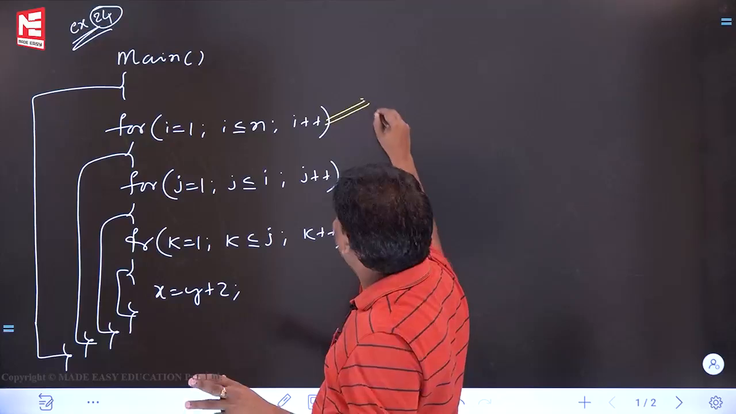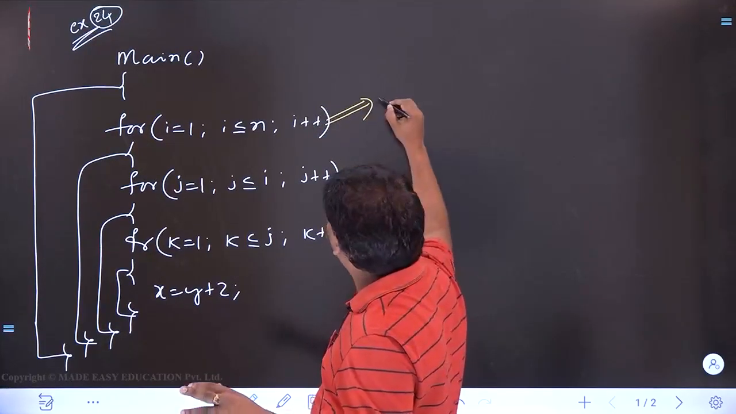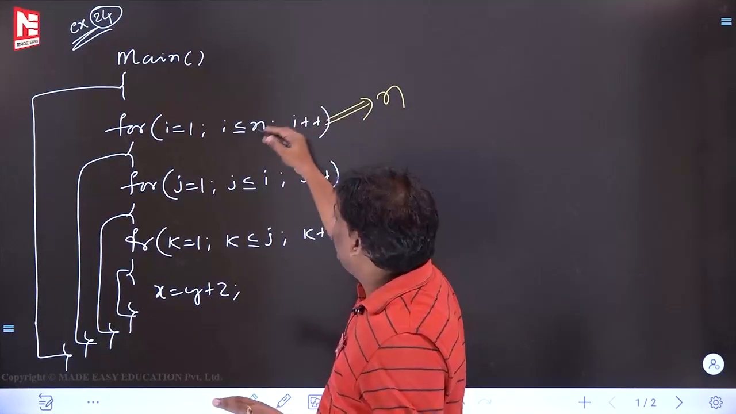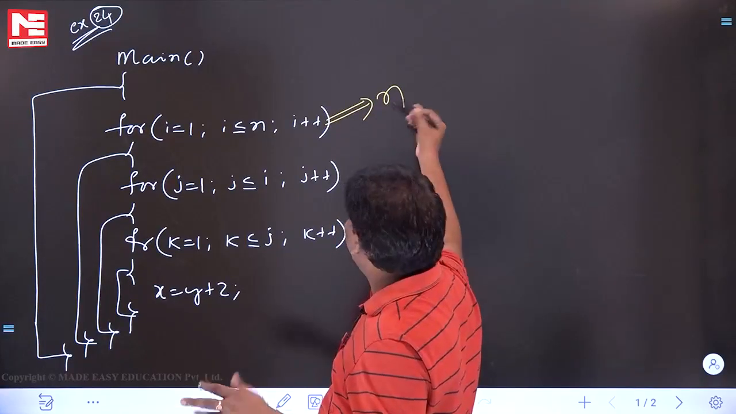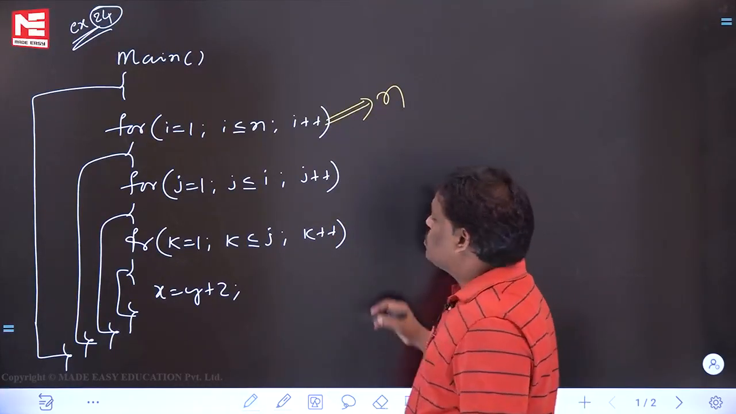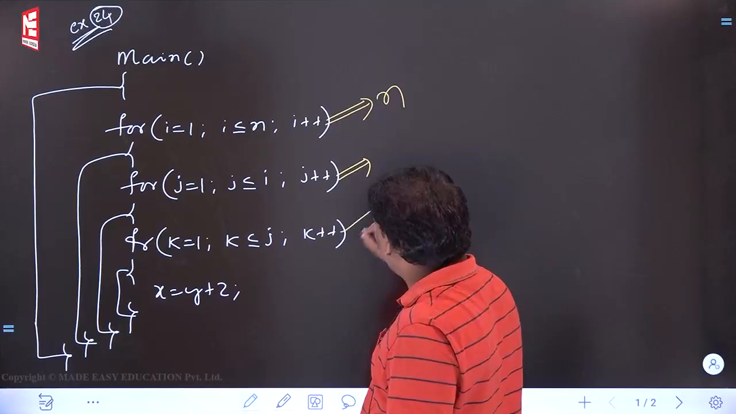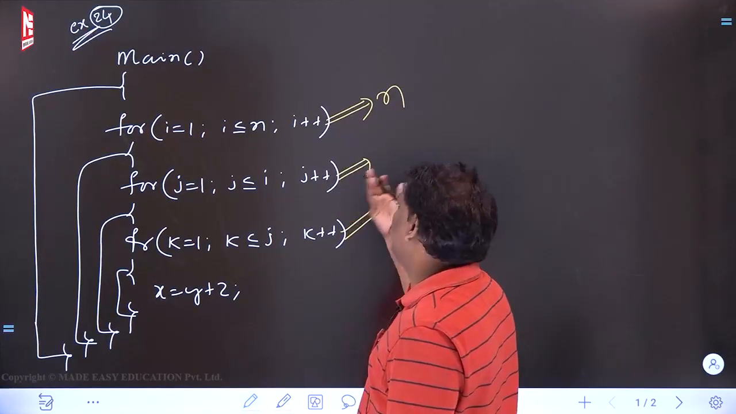I loop is how many times? What is the answer? Always I plus plus. How many times? N times. The I loop is always plus 1, plus 1, plus 1, n times. That is okay. So J loop also find out, K loop also find out like that, then you will get the answer.